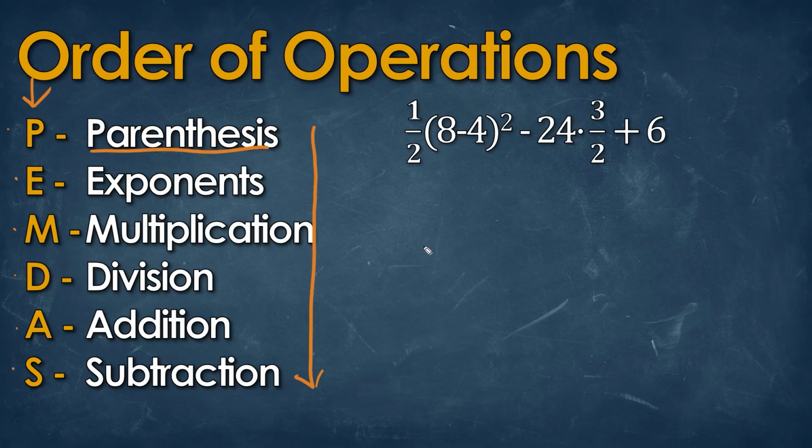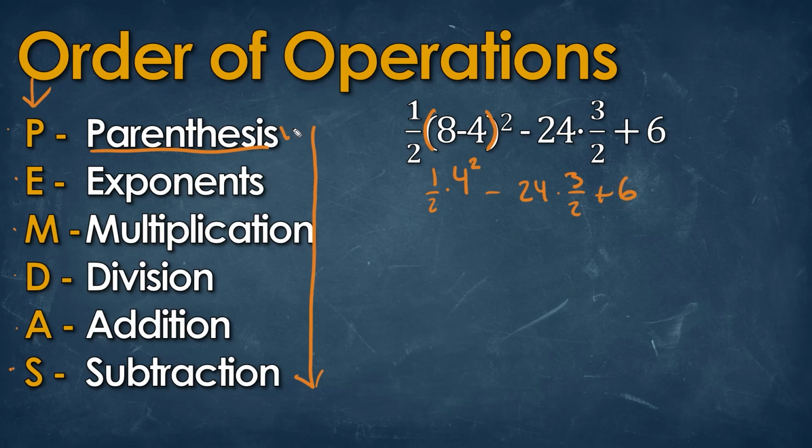So for the example that we have here, we're going to start with parentheses. Well, notice that we have parentheses right here. So the parentheses denote that we have to solve whatever is in that first. So inside we actually have subtraction, and there's only subtraction. So that's what we're going to do first. So we're going to have 8 minus 4, and that's going to give us 4. Now we can remove the parentheses now that we've solved it. We can add in our other items, so now we're going to have 24 times 3 over 2 plus 6.